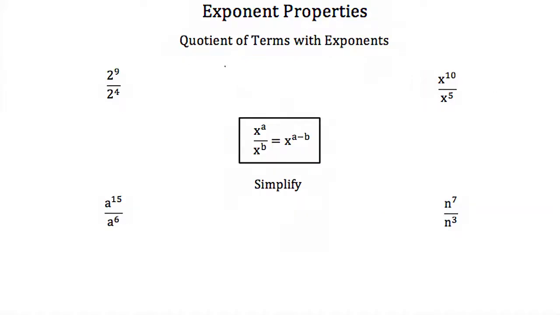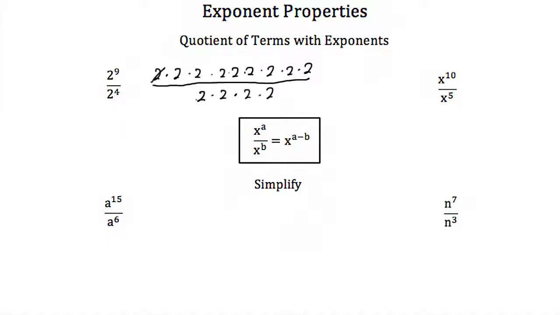Well, what happens when we're not multiplying? What happens when we're dividing? What happens when we have the quotient of terms with exponents? Well, here we have 2 to the 9th over 2 to the 4th. Well, 2 to the 9th is just 2 multiplied by itself 9 times, so 2 times 2, and that's divided by 2 to the 4th. So 2 times 2 times 2 times 2 again.